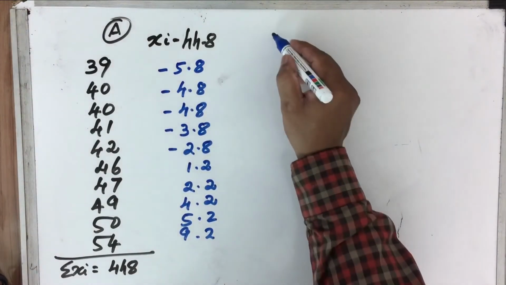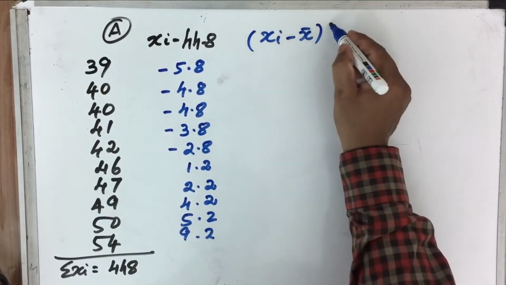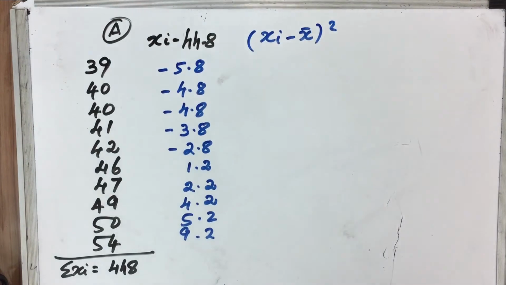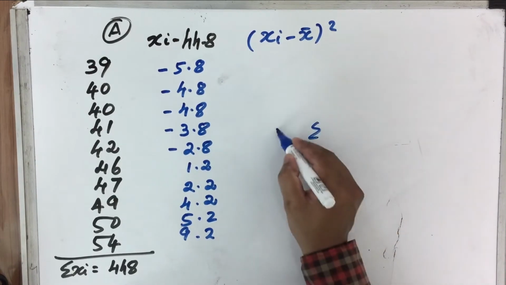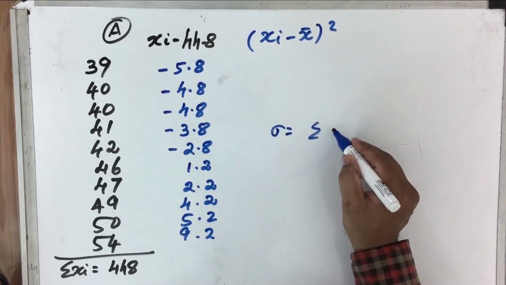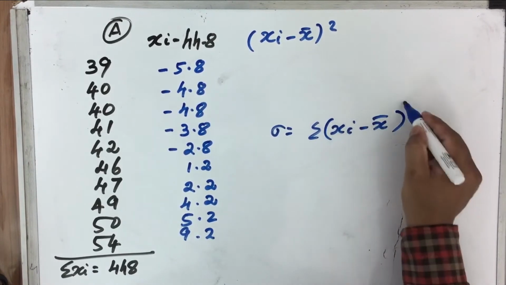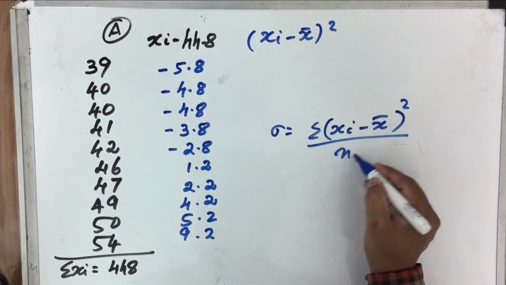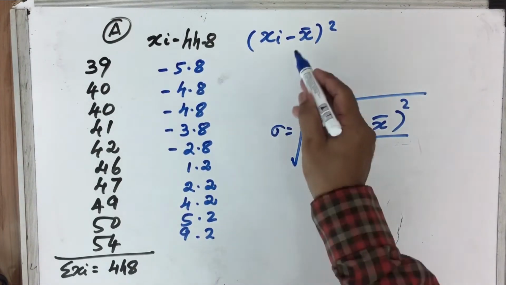Now what we need to find is xi minus x bar, square of that. Why do we need to find it? Because the formula for calculating standard deviation that we will be using is sigma equal to the square root of summation of (xi minus x bar) all square divided by n minus 1. This is the formula we will be using, so therefore we need to find this.